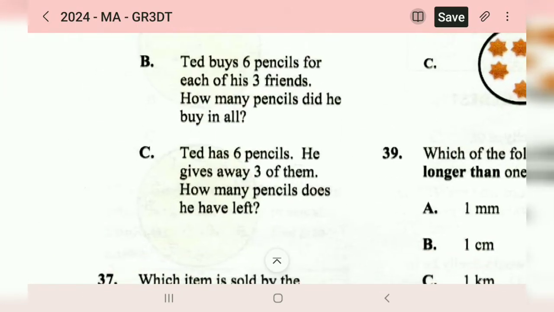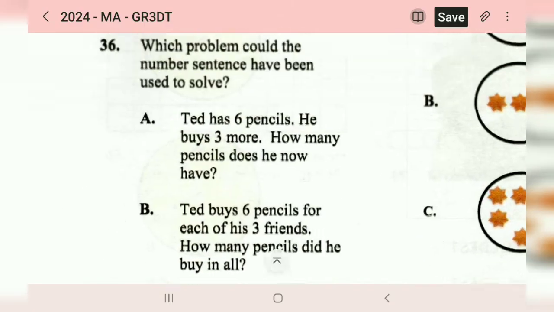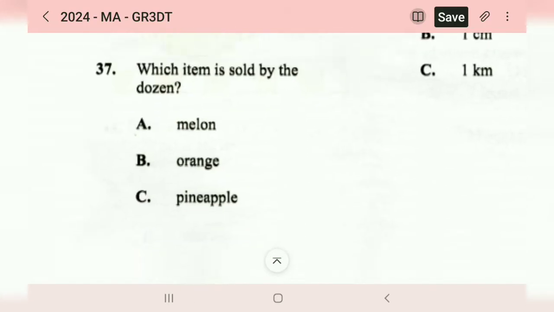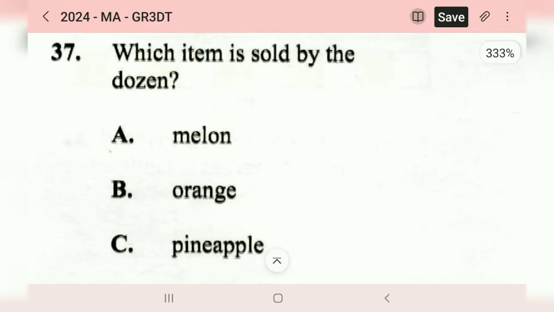Ted had 6 pencils. He gives away 3 of them. How many pencils does he have in all? The answer is at A. Ted had 6 and he buys 3 more. 6 plus 3 is 9. 9 equals 9. 37. Which item is sold by the dozen?